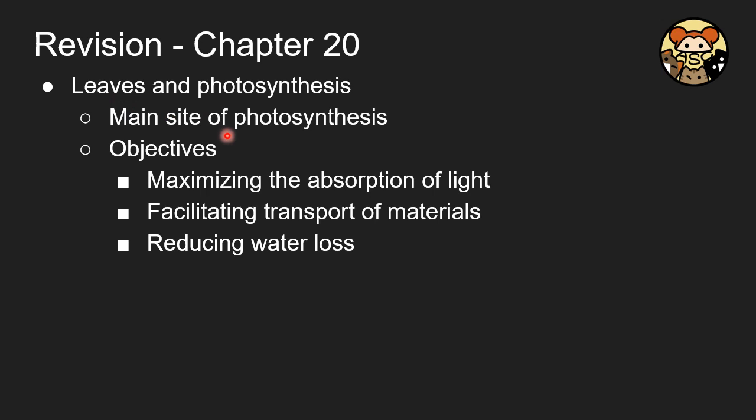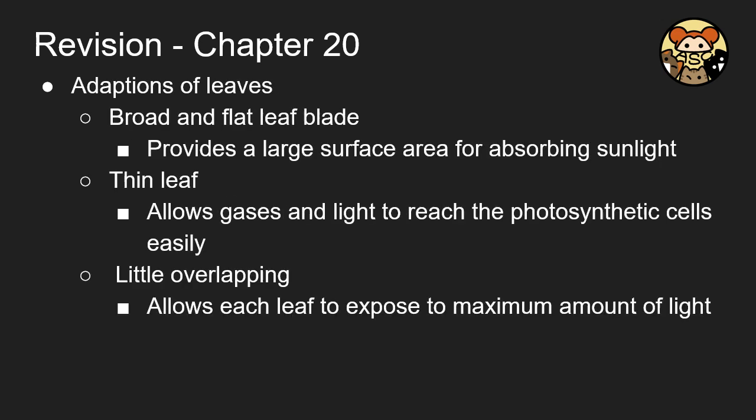Leaves are the major site of photosynthesis. That's why we'd like to understand more about the leaf. The leaves are designed to meet the following objectives: maximizing the absorption of light, facilitating transport of materials either into the leaves or out of the leaves, and reducing water loss. It is a concept you learned in chapter 10 about transpiration. So actually there is a lot of overlap between these two chapters.